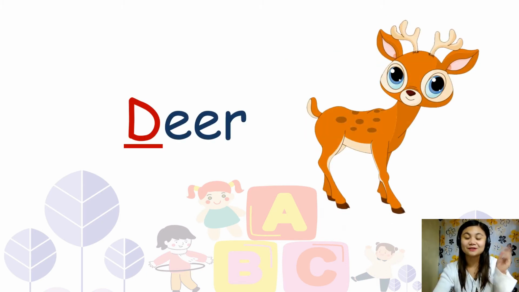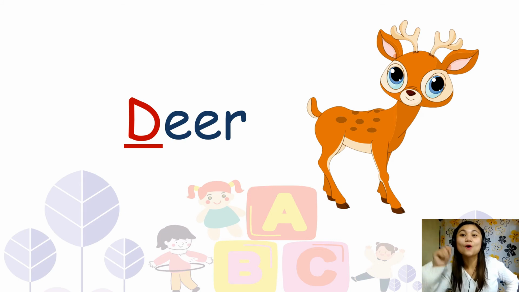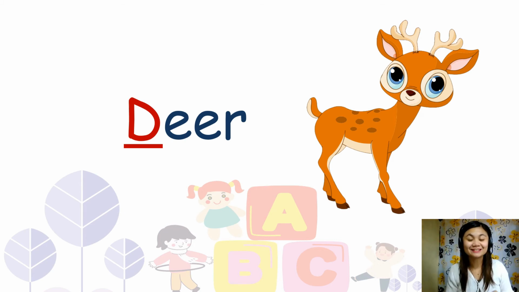Oh, it's a deer. Let's say together, D, D, deer. Oh, yes, that's right. Let's say it again, D, D, deer. Oh, yes, that's right. Very good. Now let's say it together, deer, deer. Oh, yes, that's right. Now let's continue to the next page.